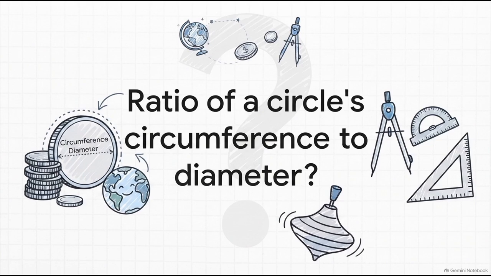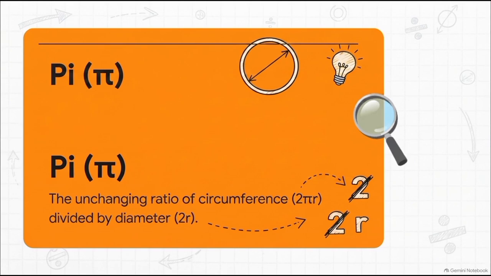Let's ask a fundamental geometric question. If you take literally any circle in the universe, whether it's a tiny coin or a massive planet, and you measure its outer boundary, the circumference, and then divide that by its width, the diameter, what's that constant ratio? What number do you get every single time? You get pi.